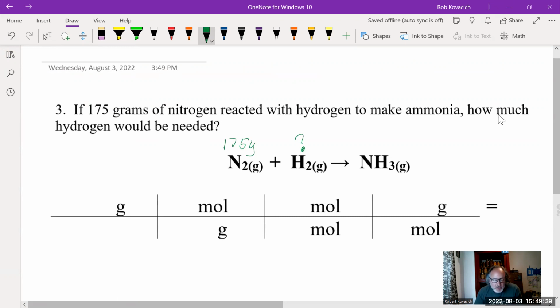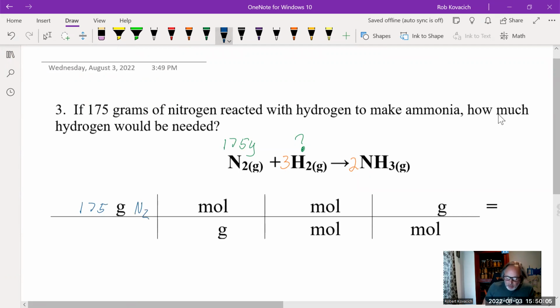The first thing I need to do with any chemical equation is balance it. So to balance this, 2 nitrogens, now I have 2 nitrogens. This gives me 6 hydrogens, and a 3 here gives me 6 hydrogens. So I'm balanced. Okay, so like the template says, I start off with the number of grams that I was given. So I'm going to start off with 175 grams of N2.